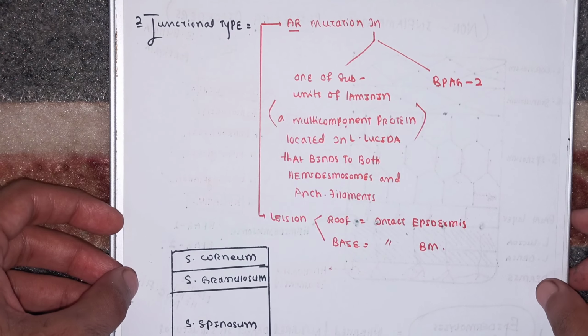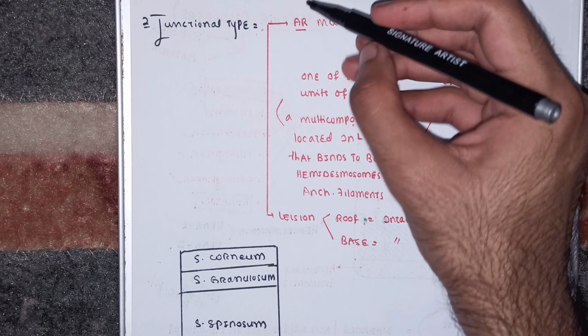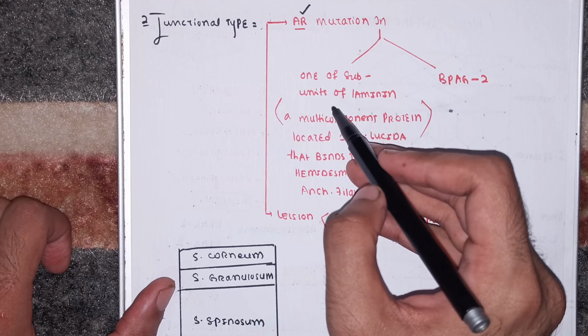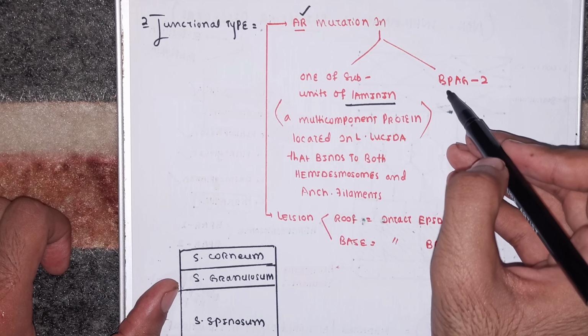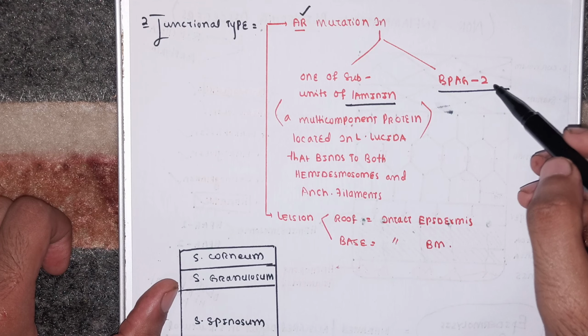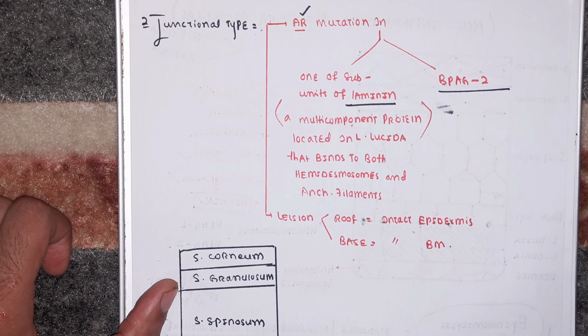After this simplex type is the junctional type. Beta, in junctional type there are no autosomal dominant mutations but there are autosomal recessive mutations. In what gene? It can be in the gene which encodes a subunit of laminin or in the gene which encodes BAPAC2. I hope you know BAPAC2. This protein is a very important component of the hemidesmosome, and you know, beta, what the hemidesmosome does? They connect the basal cell layer with your basement membrane.